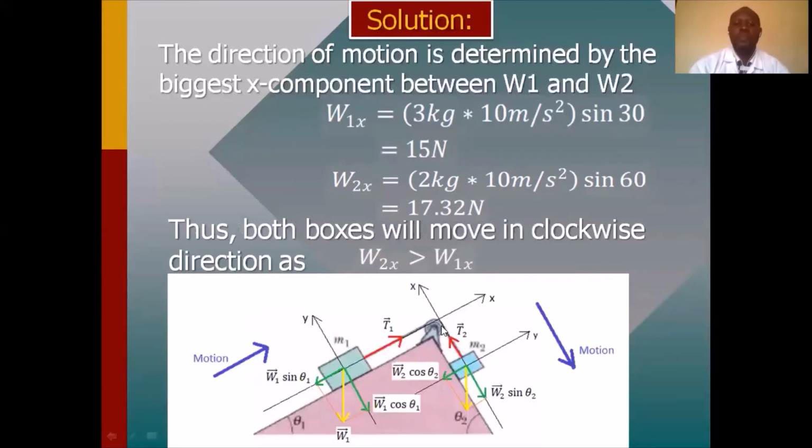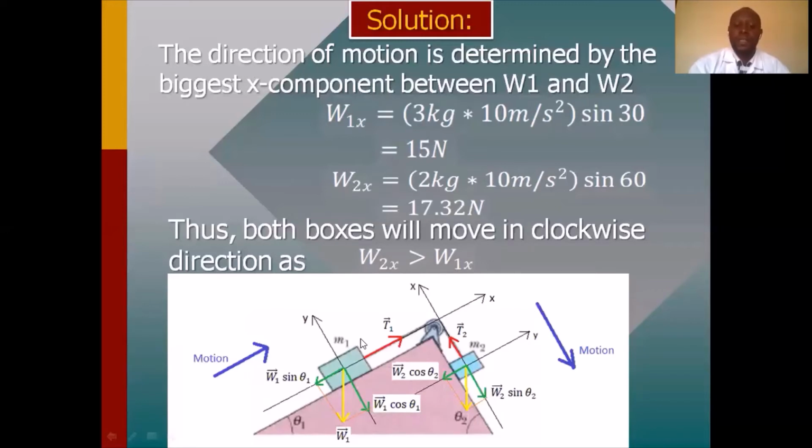Now, this will help us to apply the second law of Newton, because now we are able to determine the positive forces and negative forces on both masses. Starting with mass 1, we have tension 1 positive minus weight 1 sine theta 1 is equal to mass 1 times acceleration. We are going to use the forces in the direction of x because the object is moving in the direction of x. There is no motion in the direction of y.